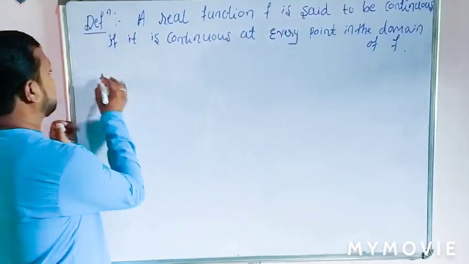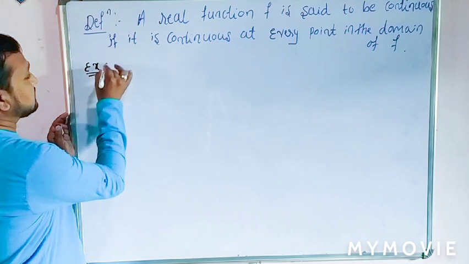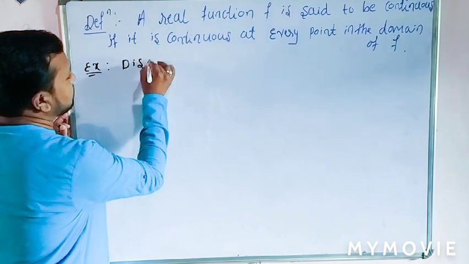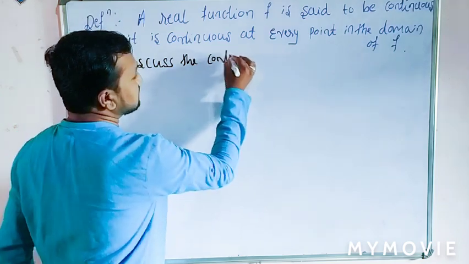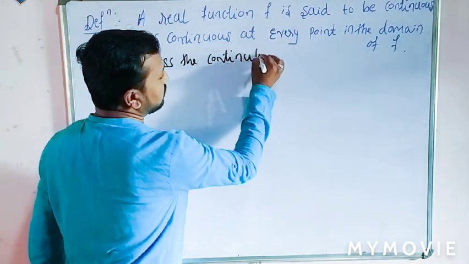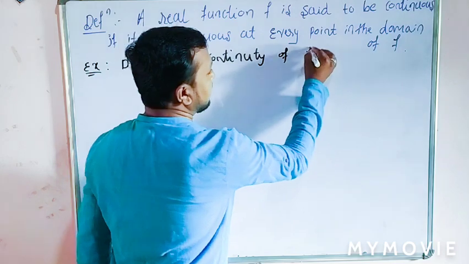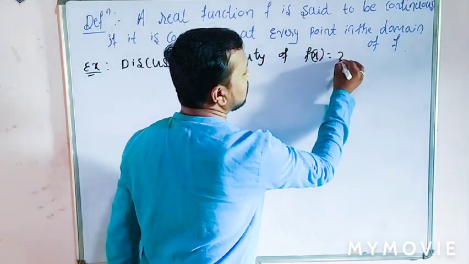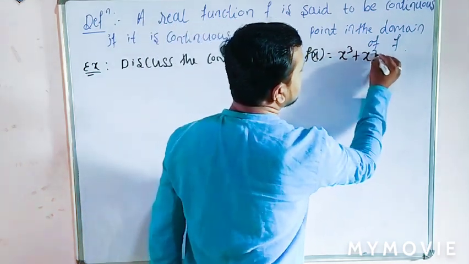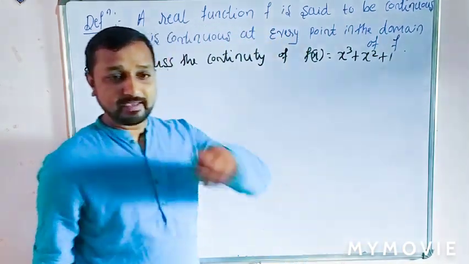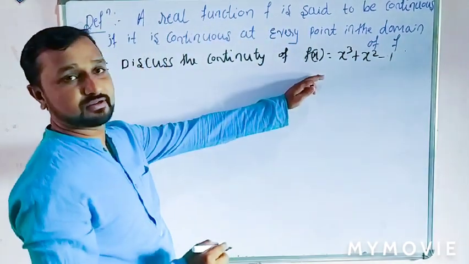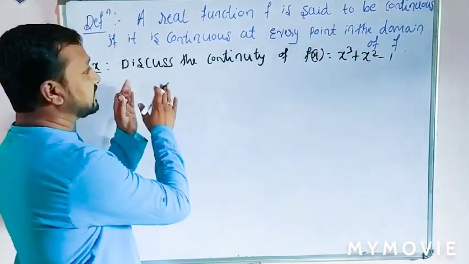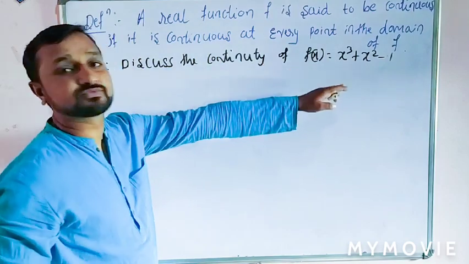Like examples: discuss the continuity of f of x equal to x cube plus x square plus 1, or take minus 1. Okay. So this is our function. Is that clear? So we discuss the continuity of this function.